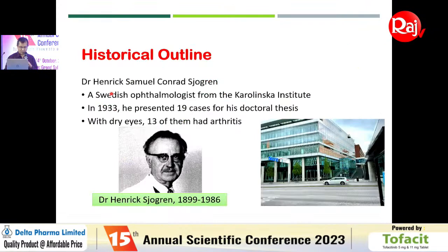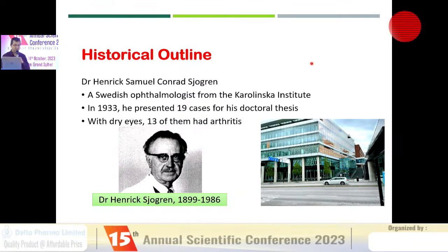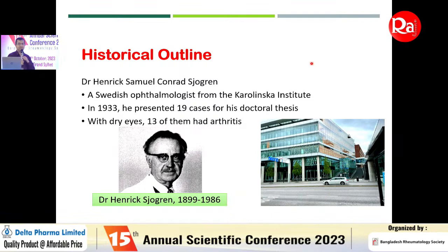Assalamu alaikum. Good afternoon. My topic is unlocking the secrets of the salivary gland, ultrasonography imaging and non-invasive approaches towards the diagnosis of Sjogren's disease. I want to share a few historical points. Dr. Sjogren was a famous Swedish ophthalmologist from Karolinska Institute, and in 1933 for his doctoral thesis he studied 19 cases with dry eyes, and among them 13 had arthritis. So he identified that this might be a systemic disease.